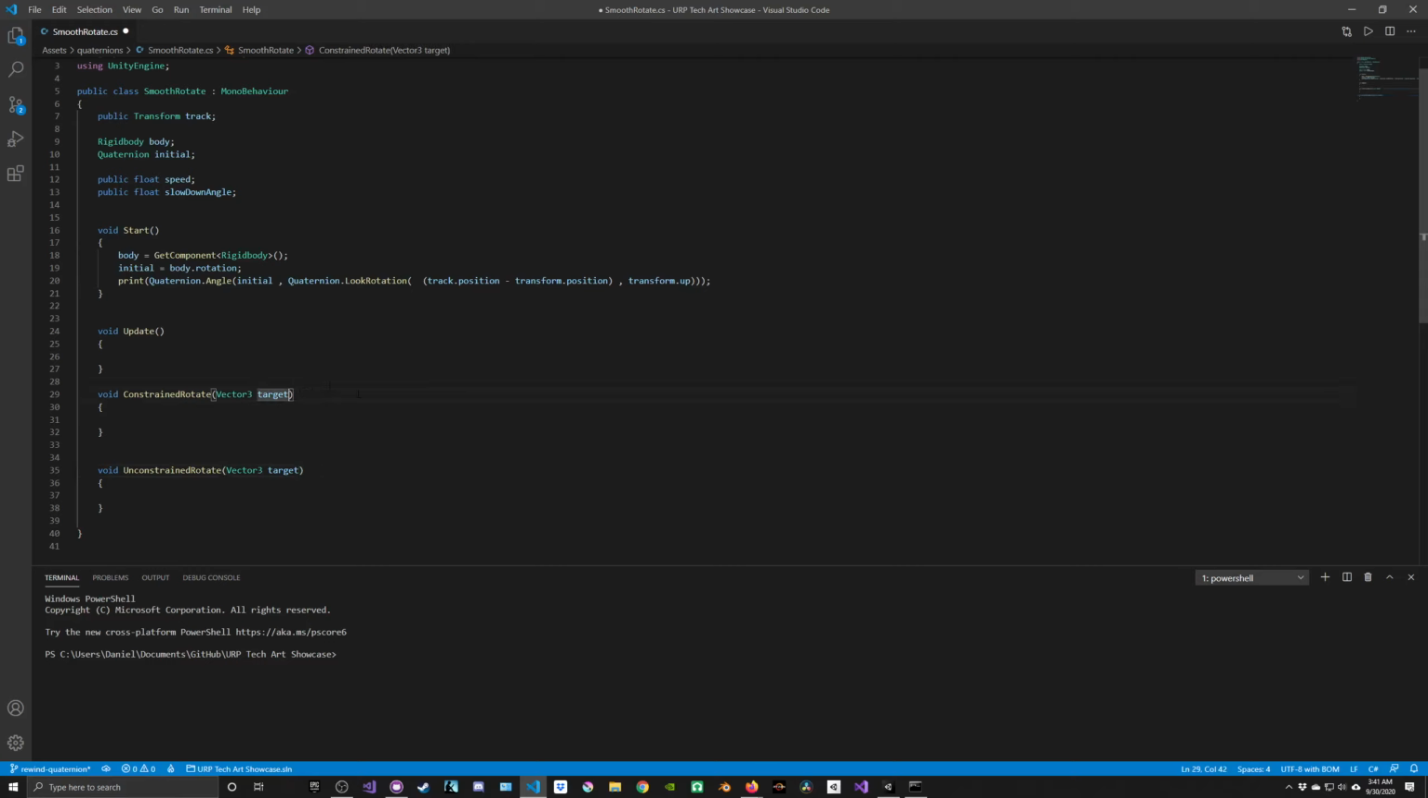But constrained rotate should also take an axis that we want to rotate along. So if this were a person, this would be the y-axis probably. If it were a wall-mounted turret and the wall was in front of you, it would probably be like the z-axis. It would be its own transform.up. So let's see, vector 3 normal axis. So let's start with unconstrained rotate, because that's probably a little bit easier.